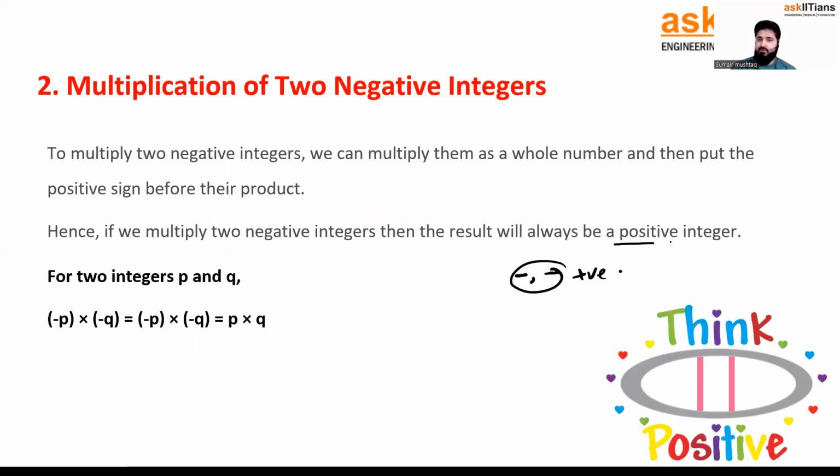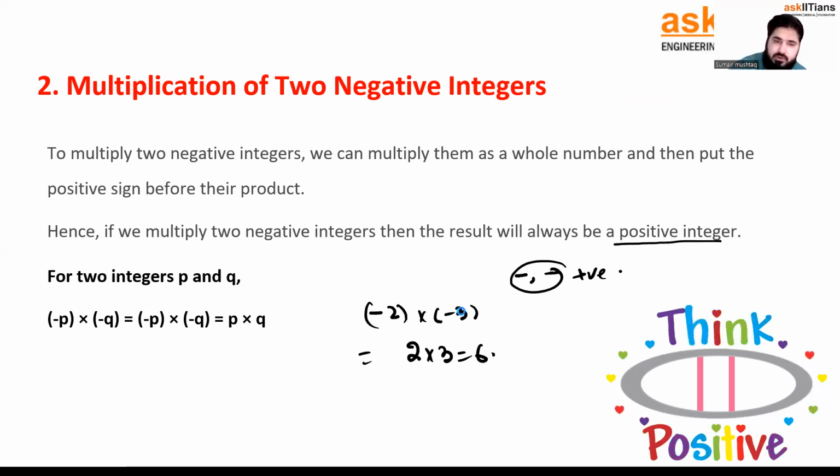We know the result of two negative numbers is always positive. So if you have -2 multiplied by -3, remember it can also be written like that. No need to write it. You can directly write it as 2 multiplied by 3, that is 6. Fine. So if you have two negative integers, that's always equal to a positive.